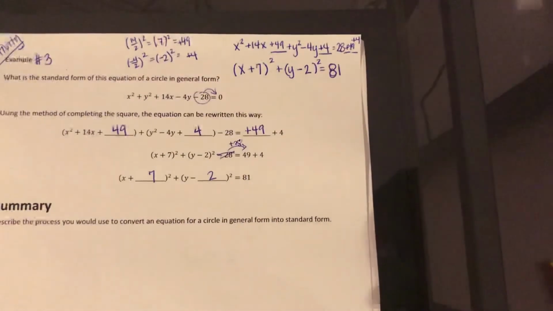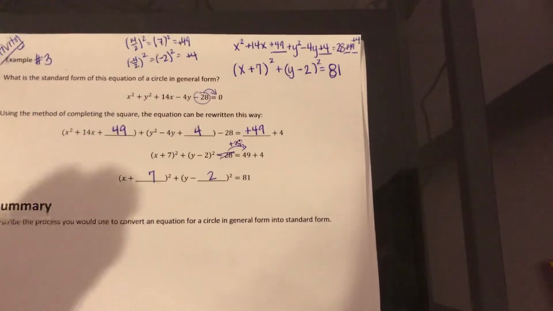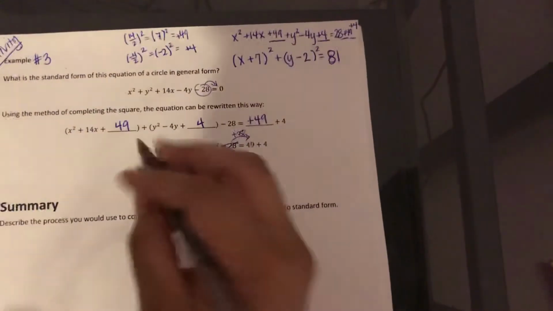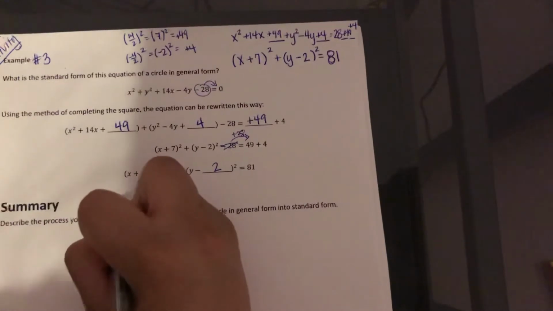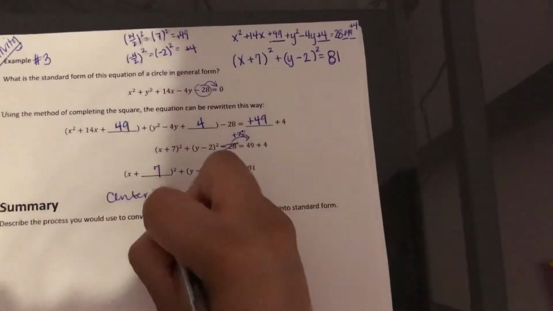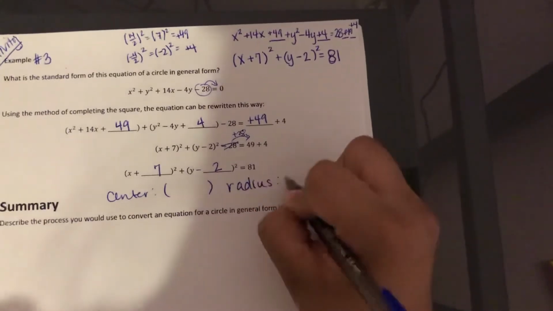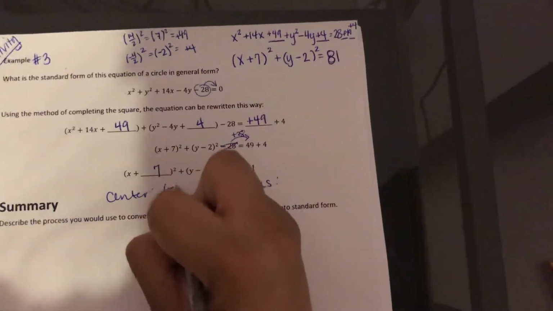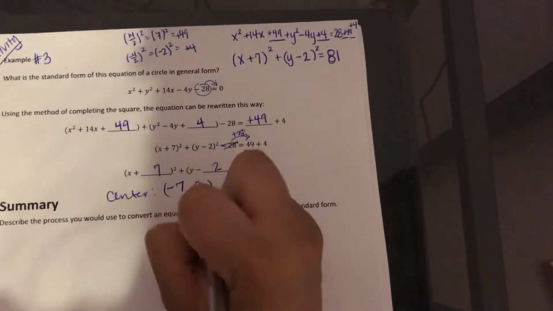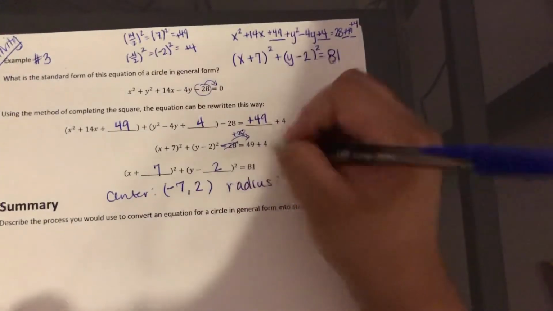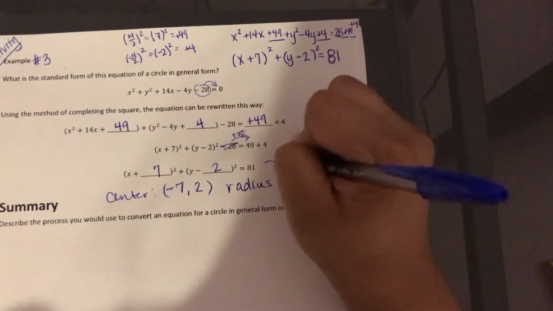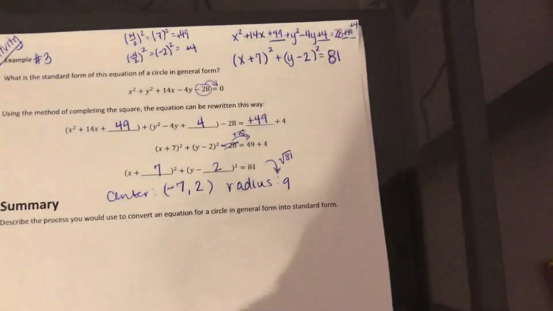Now what the mastery test will more than likely ask you, not the equation, just the equation. They're going to ask you also what's the center. And they're also going to ask you what's the radius. So let's practice that with this one, even though they didn't ask it. So the center is going to be negative 7, comma, positive 2. Remember to change those signs. And then 81 is not your radius. It's the square root of 81, which will be 9.